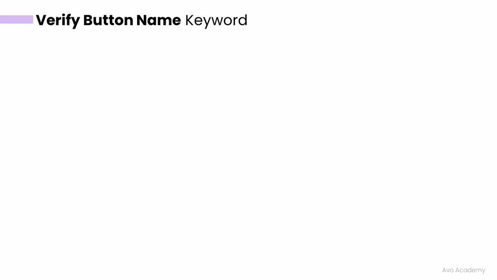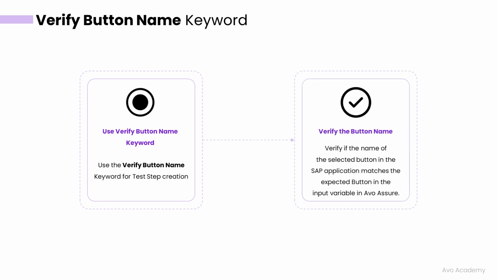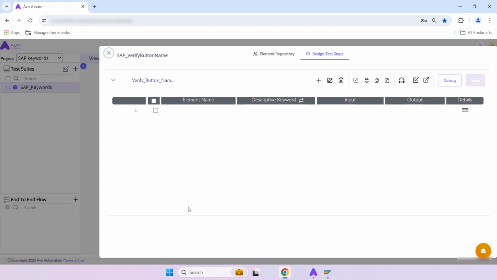In this video, you will explore the steps to use the Verify button name keyword in Avo Assure to verify that the name of a selected button is the same as the input specified in the test steps when automating SAP applications. Let's first start by adding a new step.